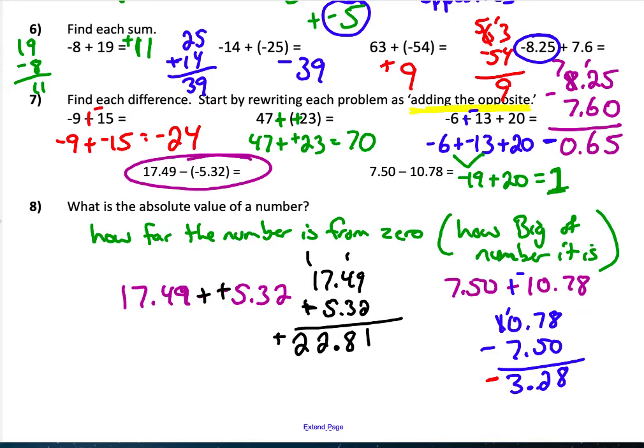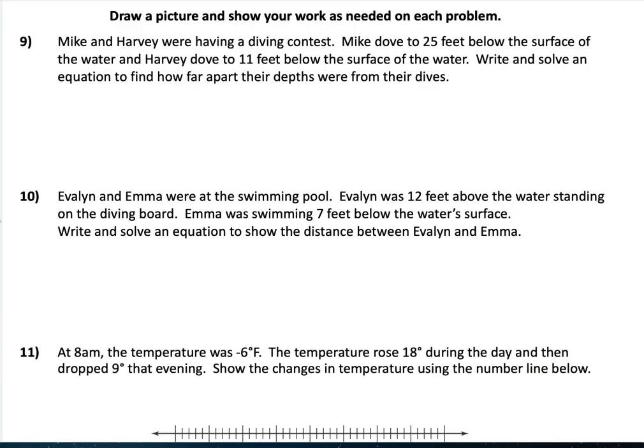Now let's take a look at the back side real quick, our word problems. These are ones where it's good to draw a picture or sketch something out to really help you focus on what's happening before we try to do the math problem. So it says Mike and Harvey are having a diving contest. Mike dove to 25 feet below the surface of the water, and Harvey dove to 11 feet below the surface. So since we're dealing with below the surface, we know those are both going to be negatives.